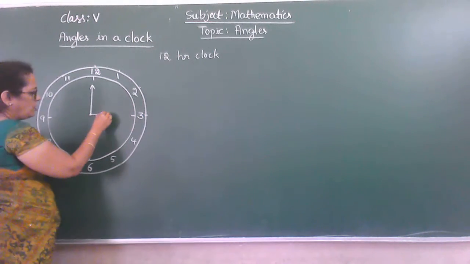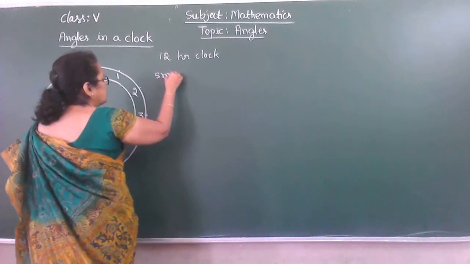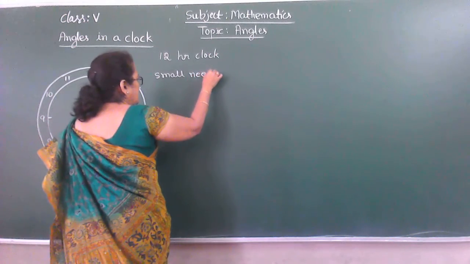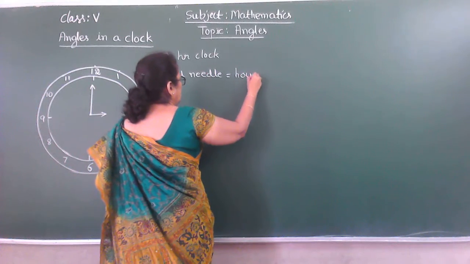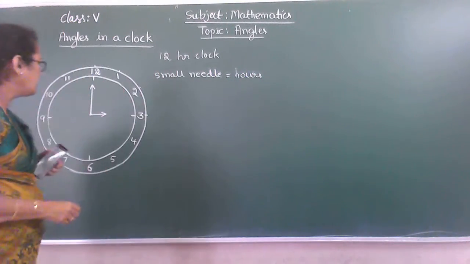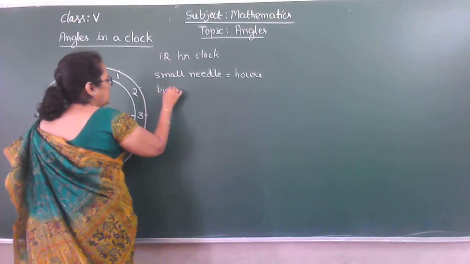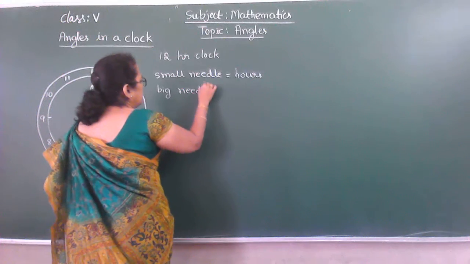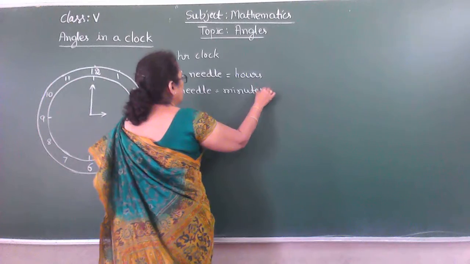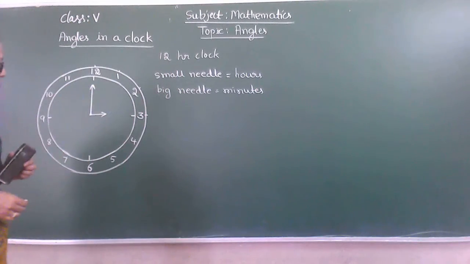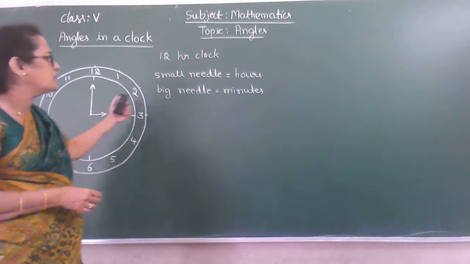So what does this small needle indicate? The small needle indicates hours. Then what about the big one? The big needle indicates minutes. The big one represents minutes. The small one represents hours.